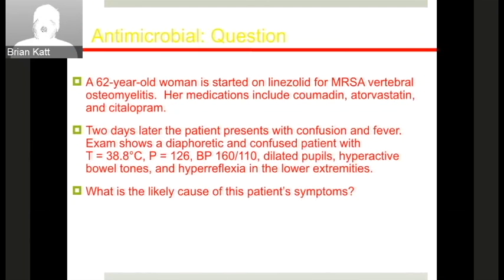A 62-year-old female is started on linezolid for MRSA vertebral osteomyelitis. Her medications include Coumadin, atorvastatin, and citalopram. Two days later, the patient presents with confusion and fever. Exam shows a diaphoretic and confused patient with a fever, a high pulse, and blood pressure of 160 over 110. She has dilated pupils, hyperactive bowel sounds, and hyperreflexia in the lower extremities. What is the likely cause of this patient's symptoms?